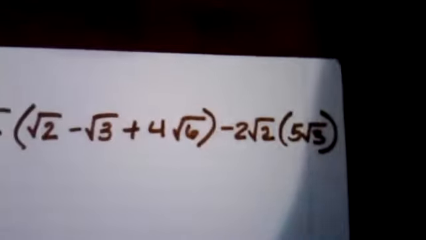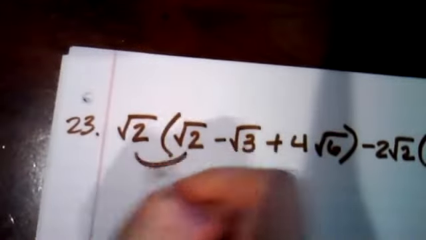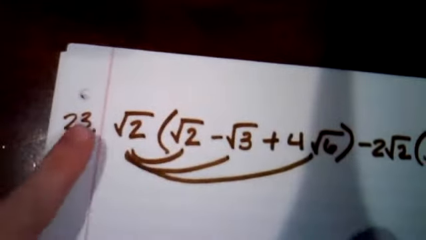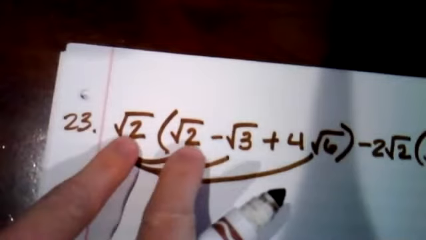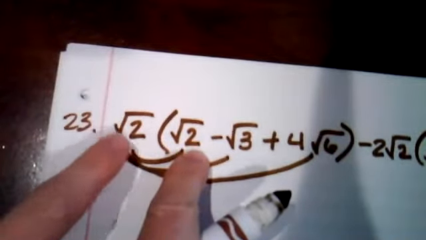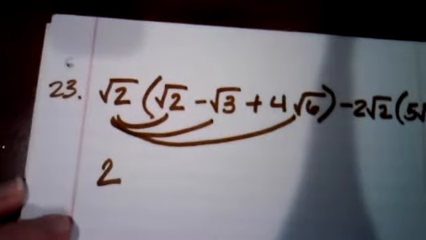All right, so here's my whole problem. I wrote it out. Let's start with this. When I distribute to each one, what is the square root of 2 times the square root of 2? Hopefully you understand by now that pops off the radical, and our answer is just a plain 2.